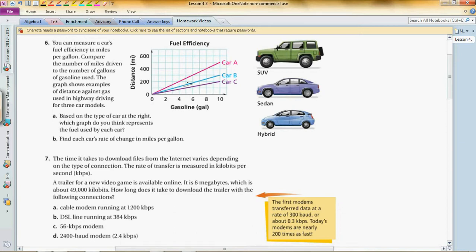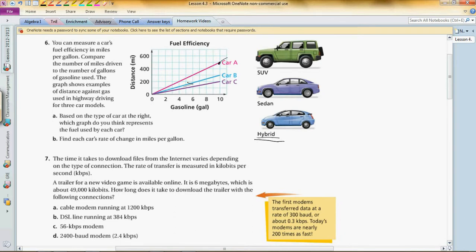Based on the type of car at right, which graph do you think represents the fuel used by each car? So car A, car B, car C. Obviously, as we all know, a hybrid has the best gas efficiency. So let's think about each coordinate.